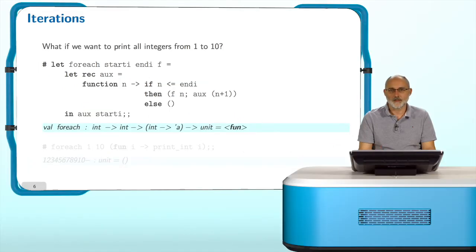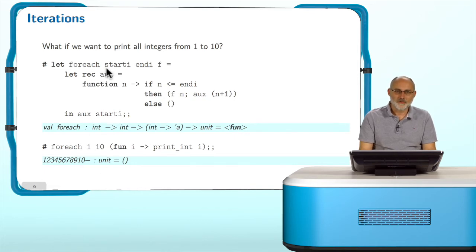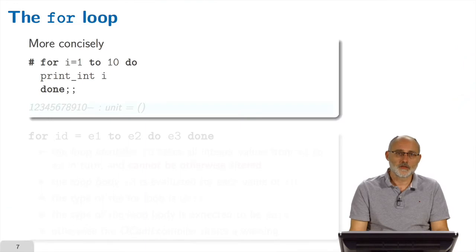The only point is that it really does what you want. If I do for each from 1 to 10 and pass the printing function as a parameter, I get exactly the integers from 1 to 10 printed on standard output. But you see, this is kind of cumbersome to read. We would really like to be able to write a sort of for loop as in other languages. Well, the good news is you can do it.